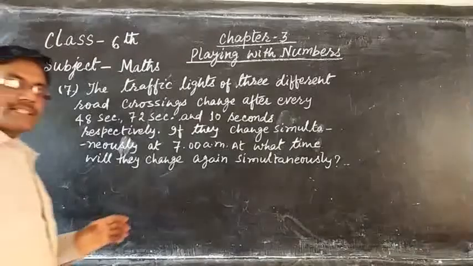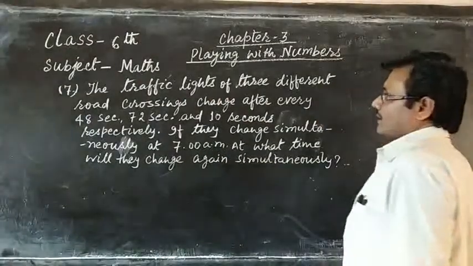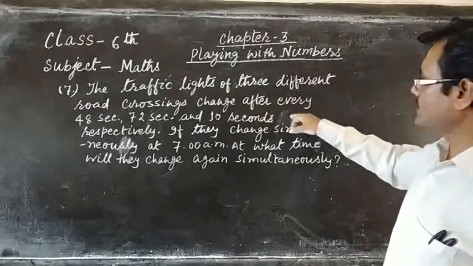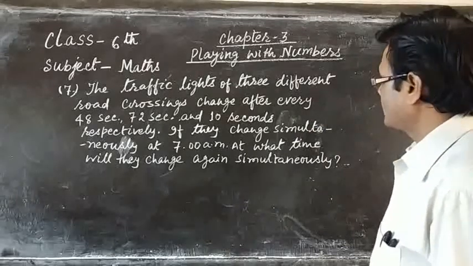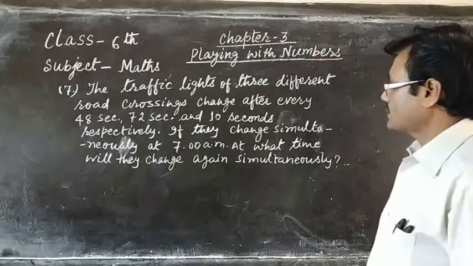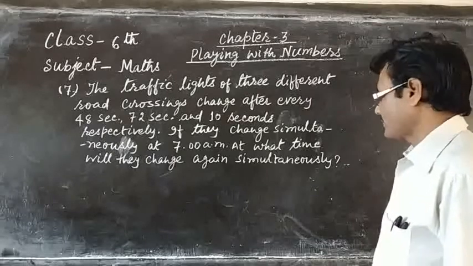Students, now the next question is given. The traffic lights of three different road crossings change after every 48 seconds, 72 seconds and 108 seconds respectively. If they change simultaneously at 7 am, at what time will they change again simultaneously?